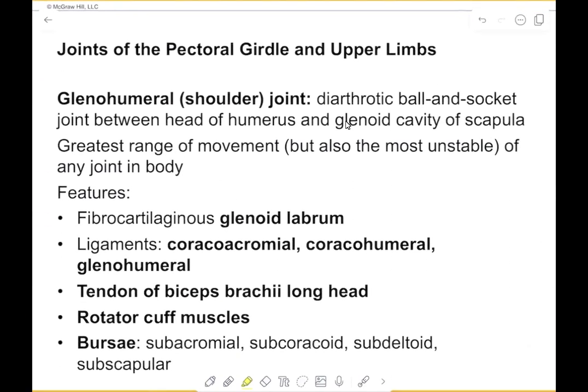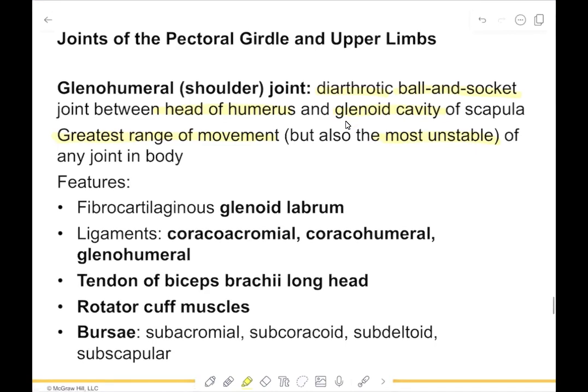So the glenohumeral joint is a diarthrotic ball and socket joint, which is going to allow for circumduction. It's where the head of the humerus fits into the glenoid cavity of the scapula. You may also see it written as glenoid fossa. So it's the greatest range of motion in the body, but most unstable because it can be damaged more easily. Compare this with the hip joint. The hip joint has less range of motion, but it is more stable.